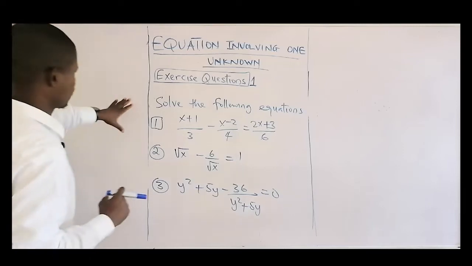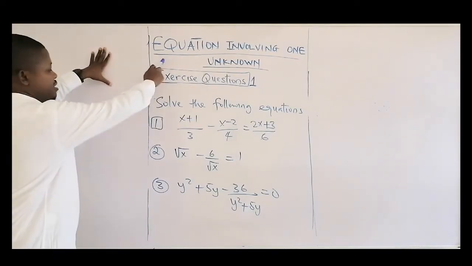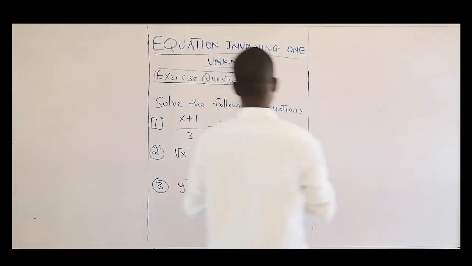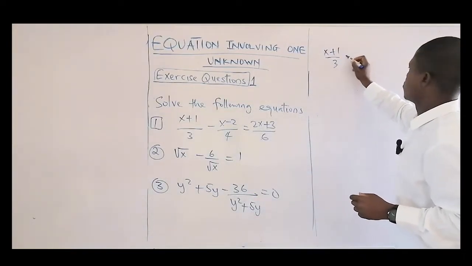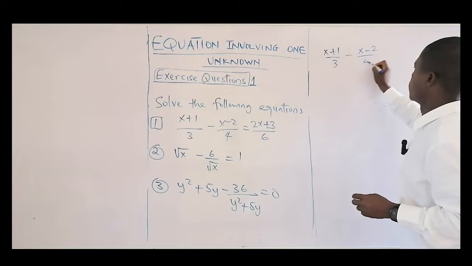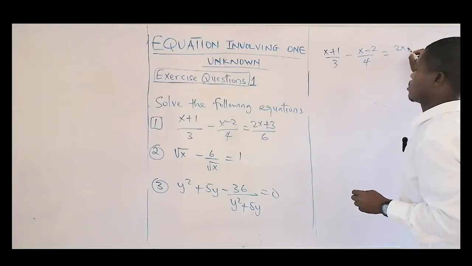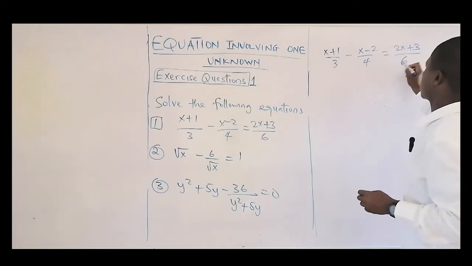We have some exercise questions on the same topics. Question 1, go straight to the solution. x plus 1 over 3 minus x minus 2 over 4 equals 2x plus 3 over 6.